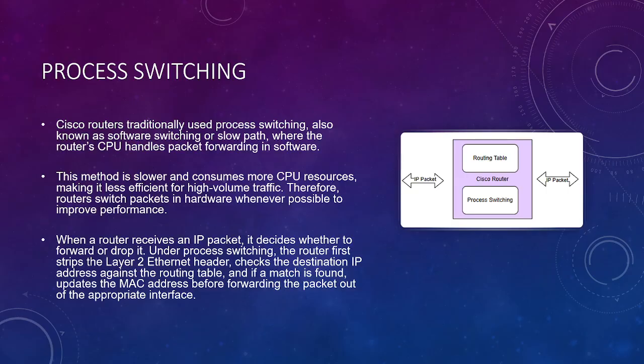So this is the small chart that I have put. When the packet arrives, it goes through process switching. It will go to the CPU directly, then refer to the routing table, then send the packet out.